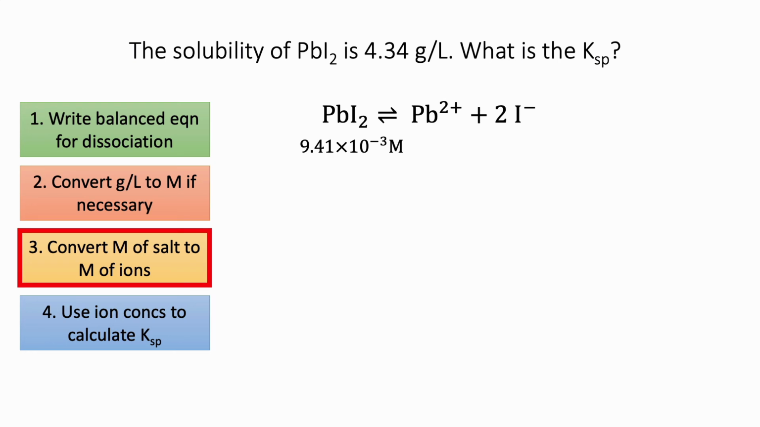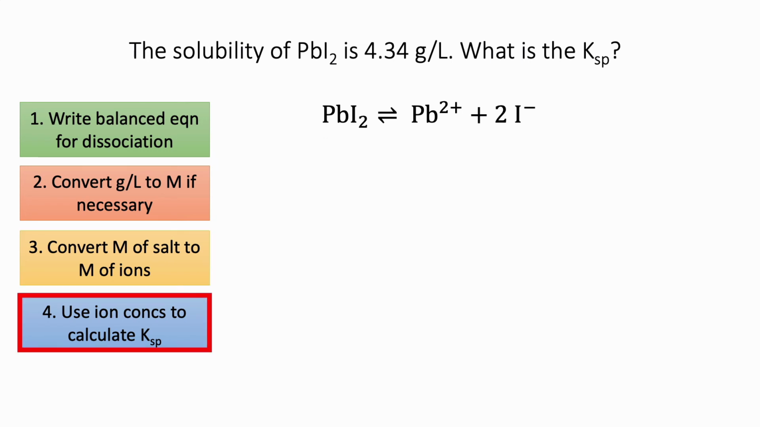Now we're going to take that molar solubility and convert it to ion concentrations. For every mole of lead iodide that dissociates, we get 1 mole of lead 2 plus ion. So that's 9.41 times 10 to the minus third molar for lead. And then for every mole of lead iodide that dissociates, we get 2 moles of iodide. So that's 2 times 9.41 times 10 to the minus third, which is 1.82 times 10 to the minus second molar.